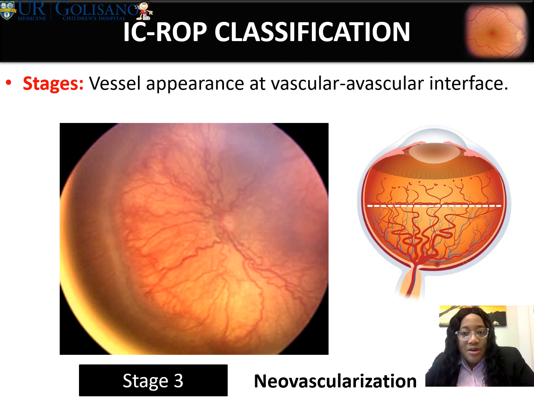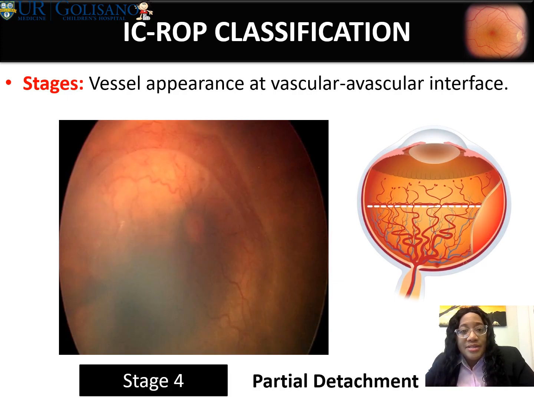Plus disease, or engorgement and tortuosity of the retinal blood vessels near the optic disc, is a powerful indicator of severe ROP activity. Stage 4 would be partial retinal detachment, and stage 5 would be total retinal detachment.